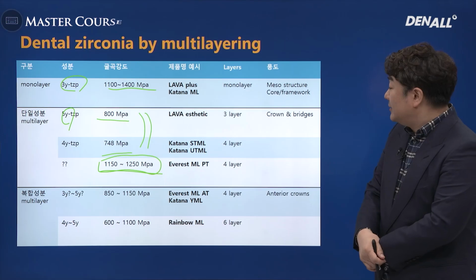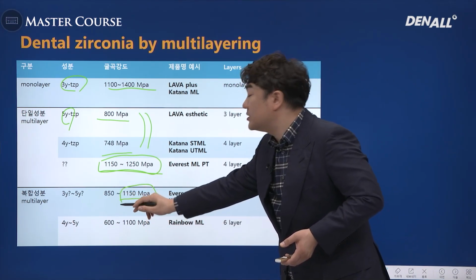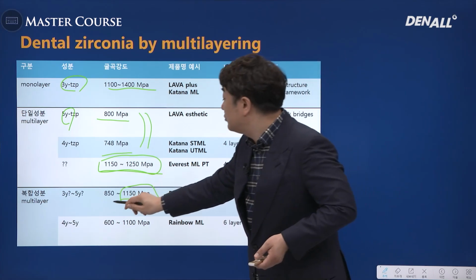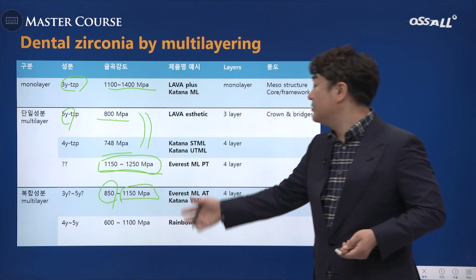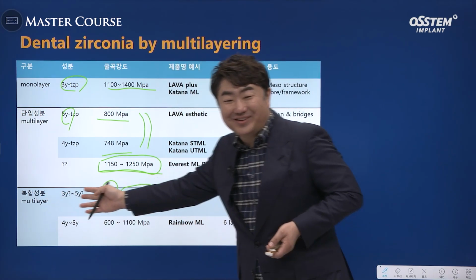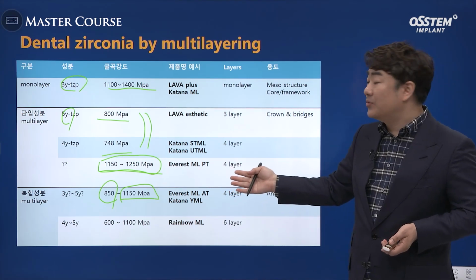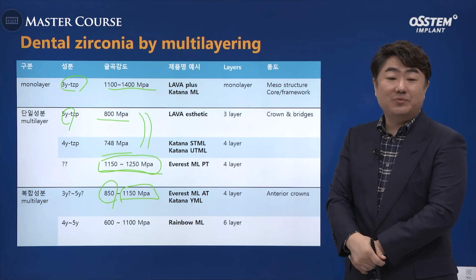The cervical area requires more strength, about 1000 megapascals, and the incisal area requires more translucency, and these days composite multi-layer products have been introduced and they show quite aesthetic results. I'm unsure of the exact term, but these products are being released these days.